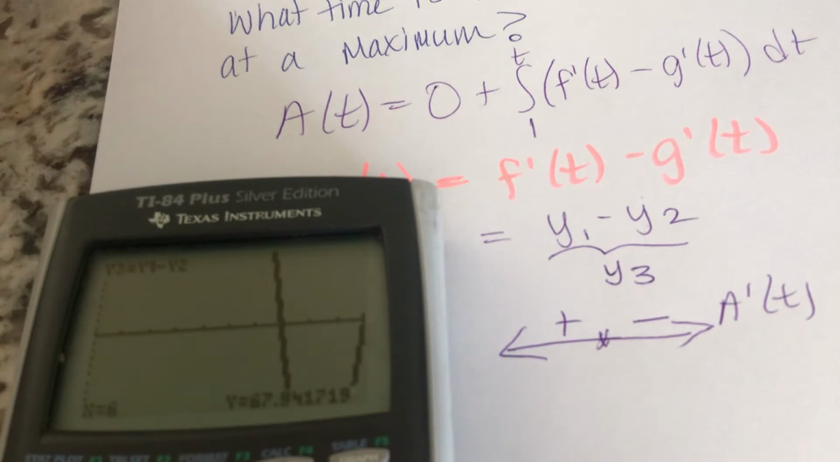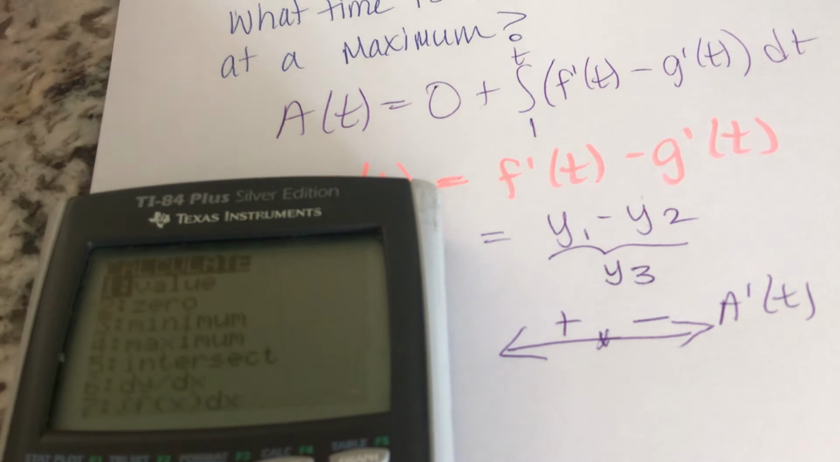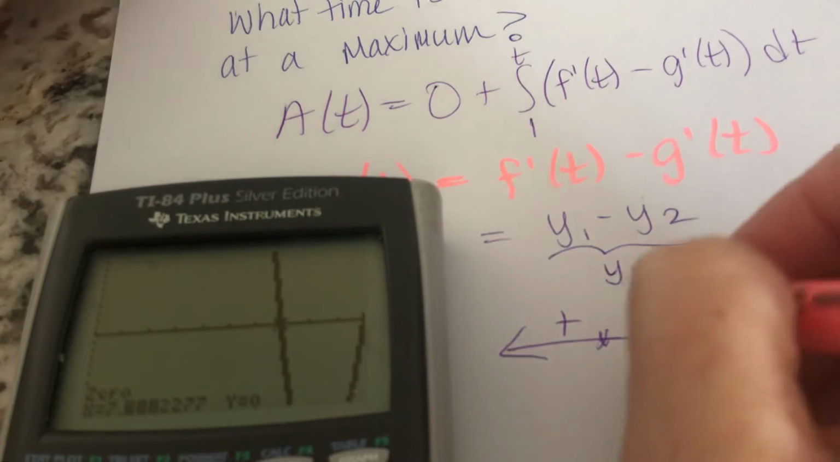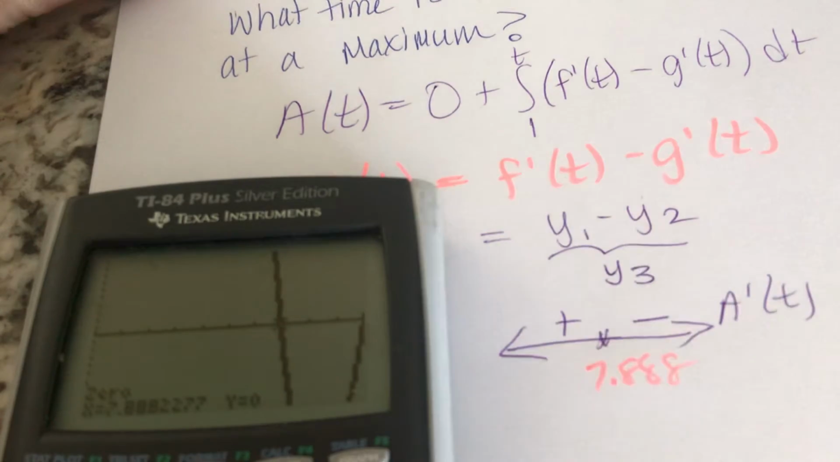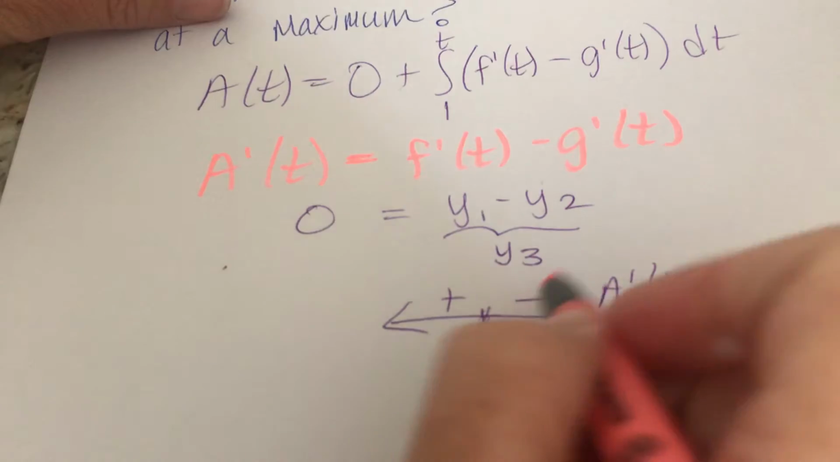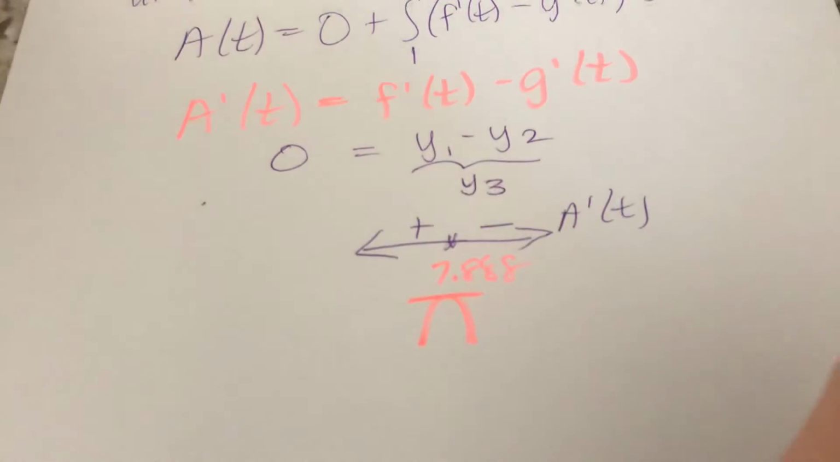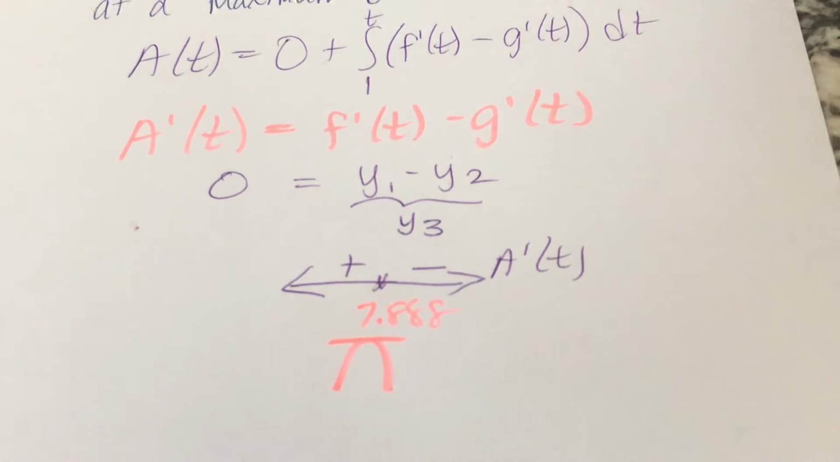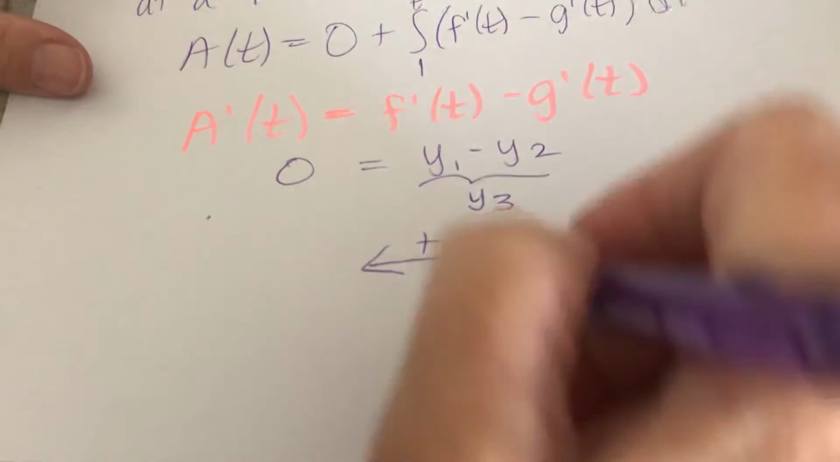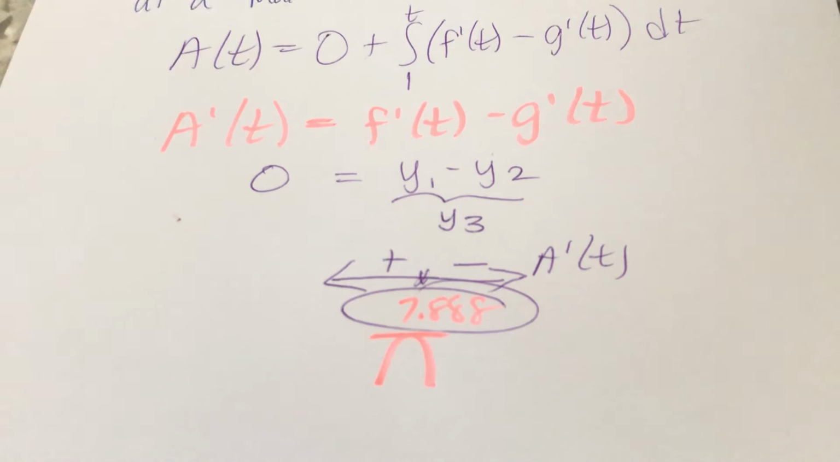So I'm going to hit trace. I'm going to bring it down. I can see by the y values it's getting closer to the x-axis. There it is. I can see it blinking. Second, calculate 0. Left bound, enter. Right bound, you have to move it across the x-axis. Hit enter. Guess enter. And we get 7.888. That is the time when it goes from positive to negative. That means it's a max. Now it doesn't ask for what the amount of that max is, just what is the time. So 7.888 is what it would be.